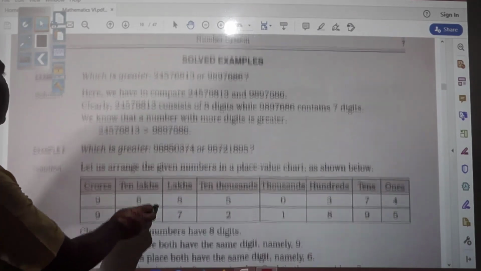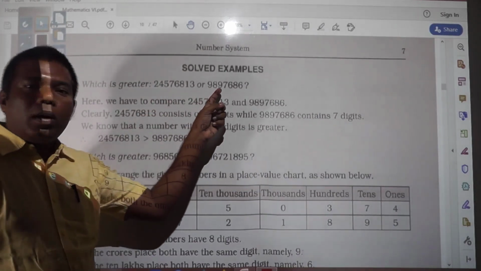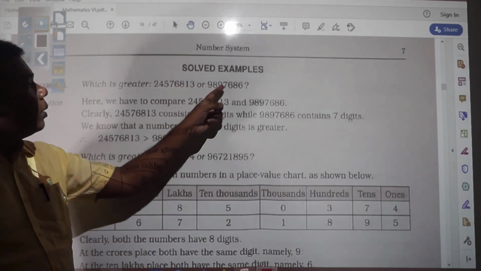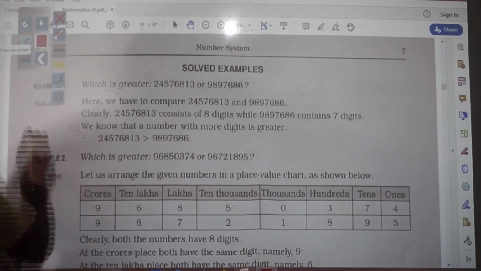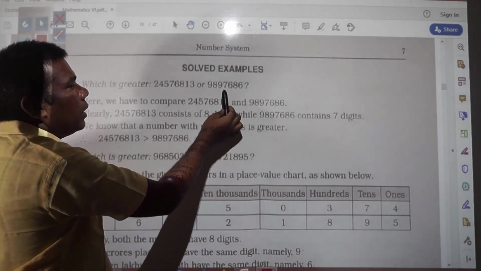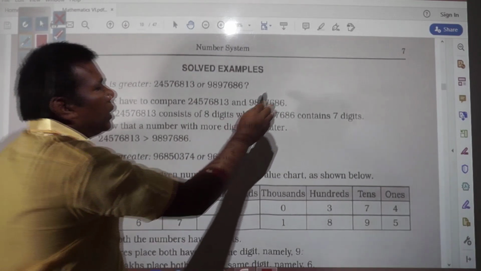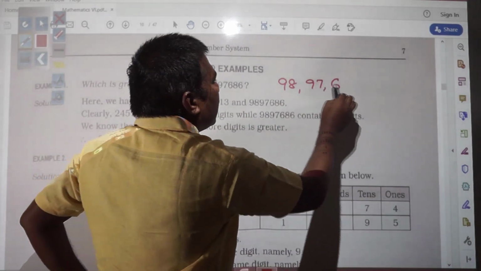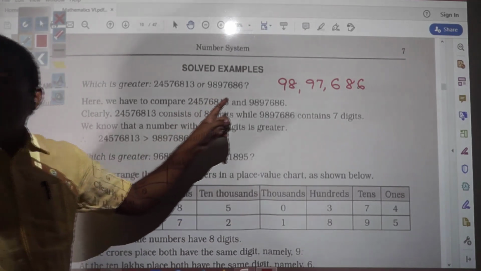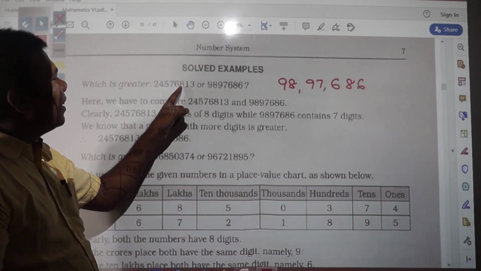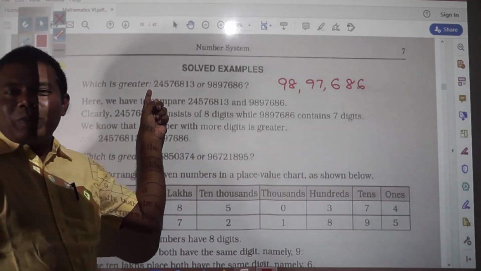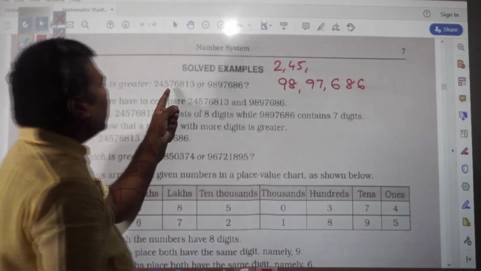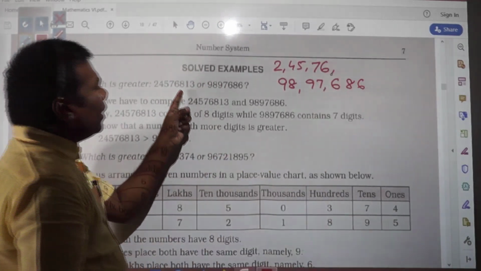To solve examples, you see, first question: which is greater, this number or this? You should be able to read this number first, then only you can compare. Just we will read together how this number can be read. Start with ones, tens, 100, 1,000, 10,000, lakh, 10 lakh. So this is 98 lakh 97,686. This number: ones, tens, 100, 1,000, 10,000, lakhs, 10 lakhs and crore. How to write? 2 crore 45 lakh 76,830.